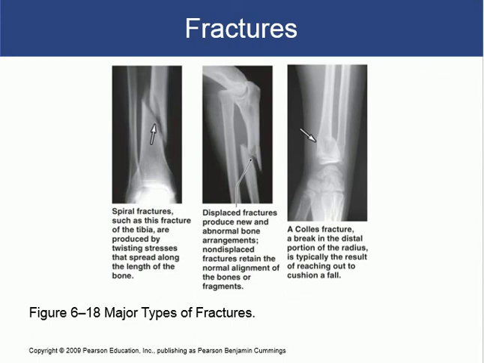If you do it like this, it will be twisted and it goes in a spiral shape. So this is the spiral fracture. What about double jointed?